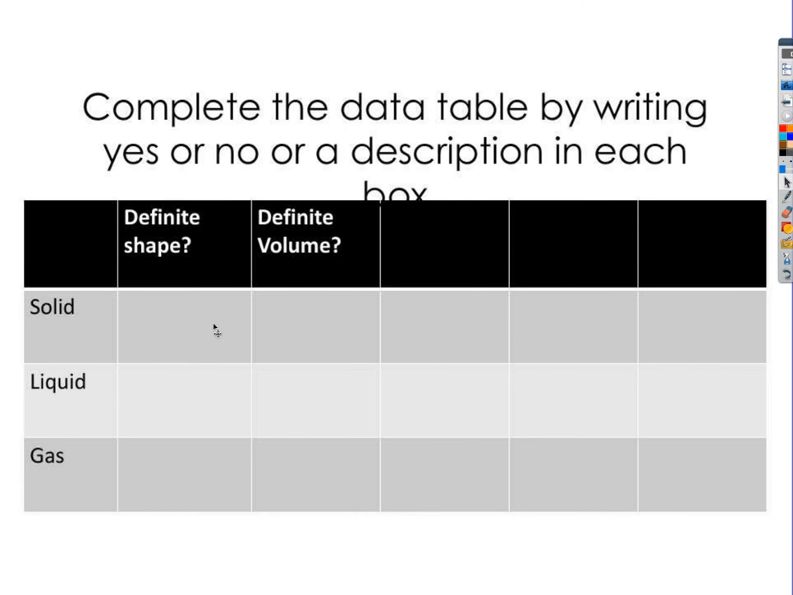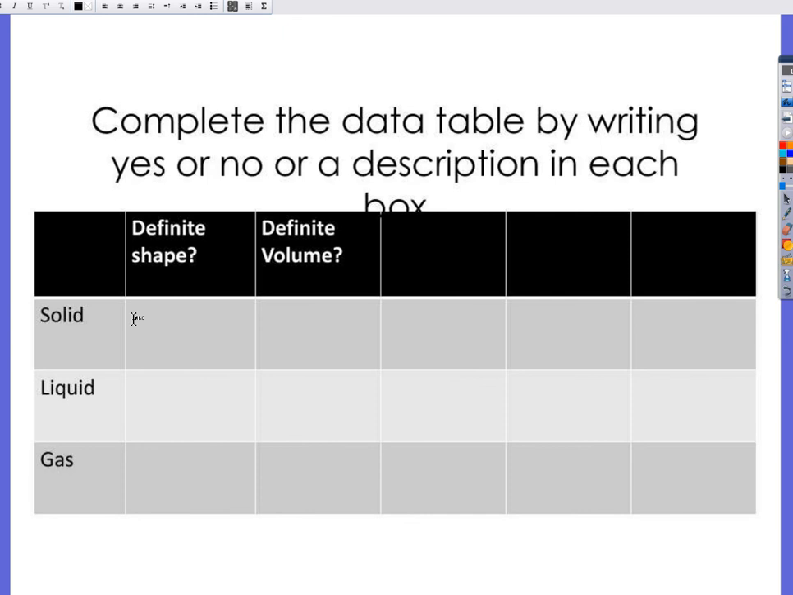Okay, so we're filling in the boxes with yes or no. Solids, do they have a definite shape? Definite means not changing. So do solids have a not changing shape? You would say yes. Do solids have a definite volume? Yes, because you can measure it.